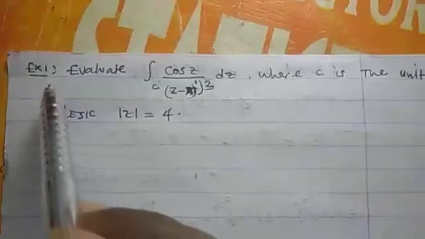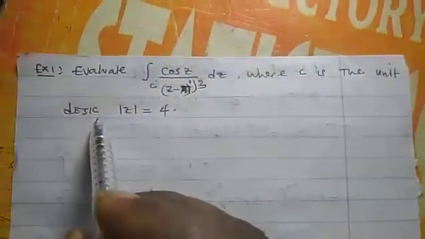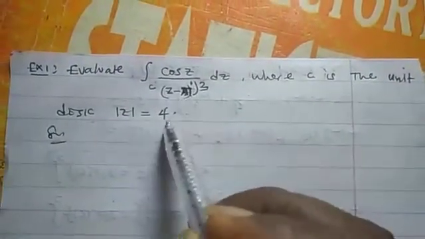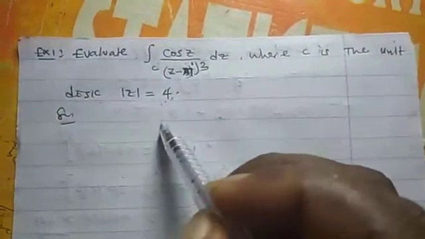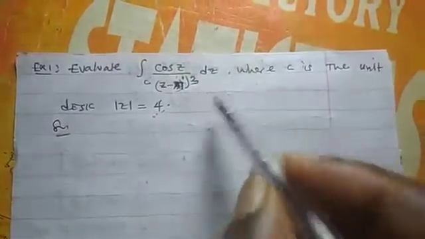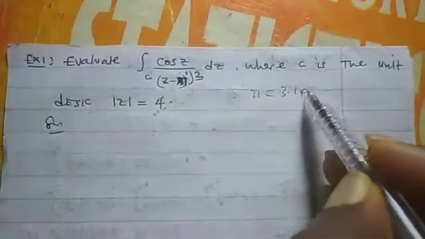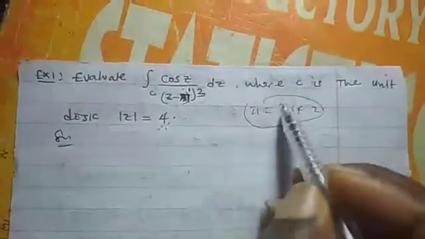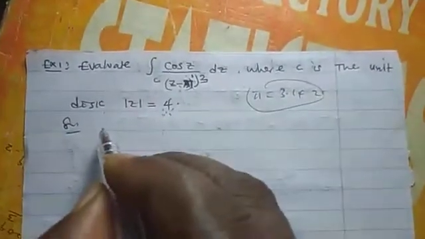Let's take an example. For example 1, evaluate this integration where C is this unit disk. We first take note of whether this singularity lies inside this disk. If it lies inside, then we can apply the formula. But if it doesn't lie inside, then our answer is equal to 0. How do we know that it lies inside? Here we have pi. We know normally pi is 3.142, so pi is less than this 4. So 3.142 is less than 4, and in that case, it lies inside. So we can now use the residue theorem.